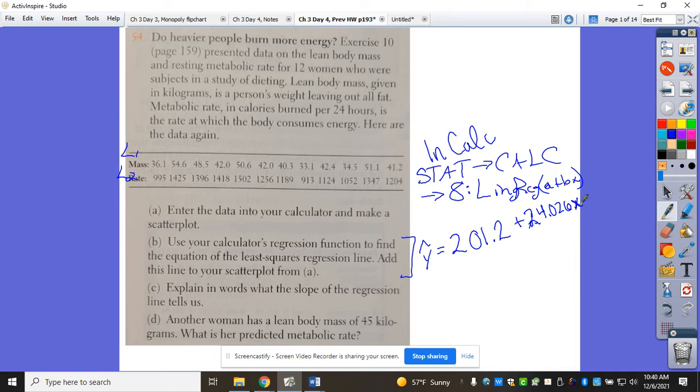Increases by 1, 4 units here. As your mass increases by 1 kilogram, we predict that the metabolic rate will increase by about 24.026 calories burned for 24 hours.